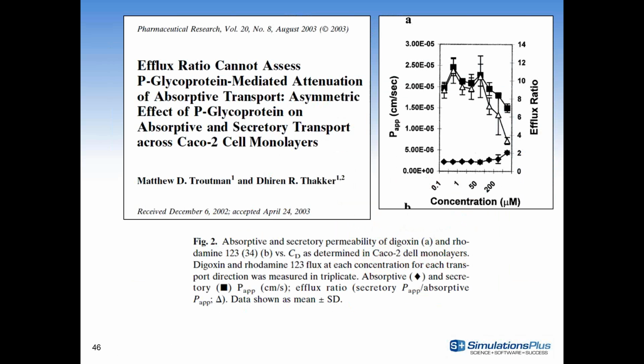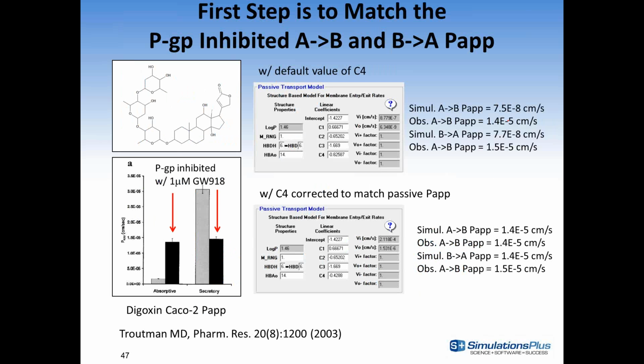All right, now let's take a look at this Troutman experiment. How do we begin to work with digoxin and understand its intracellular Km? Well, these were experiments that were done in the B to A direction for apparent permeability, the efflux ratio, which is on this axis, and the apparent permeability of the A to B direction. You can't see it too well on this graph, but I've done some fitting in the next slide.